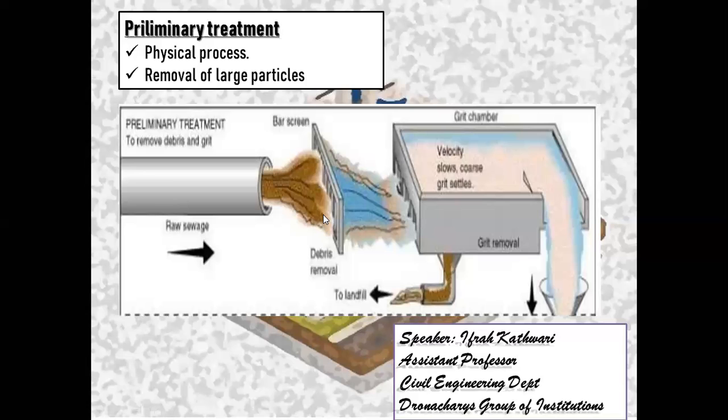After the water passes through the bar screens, it reaches the grit chamber. The grit chamber is a huge chamber present in the preliminary treatment process, wherein the grit settles down and is then removed for disposal into landfills. From this grit chamber, the effluent is moved on to the primary treatment plant. So this is what happens in preliminary treatment.